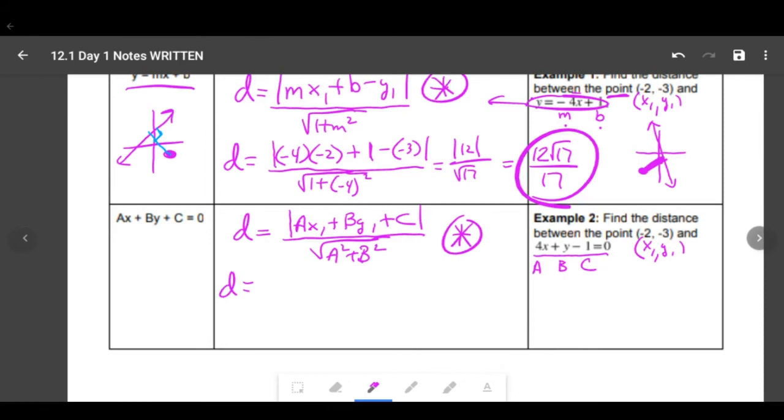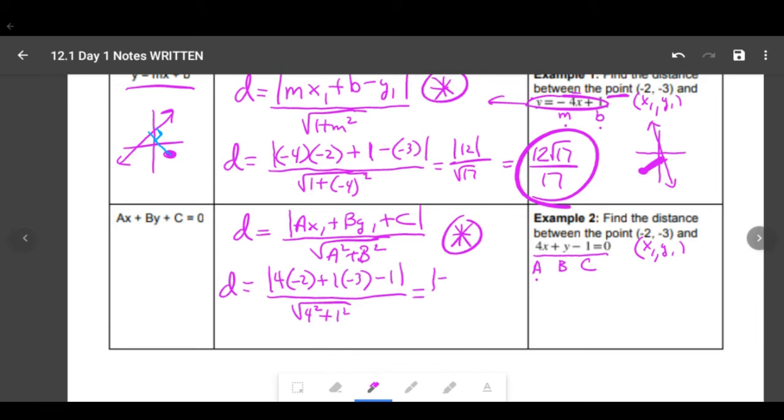So d equals the absolute value. Now in my new equation, A is positive 4. X1 is still negative 2. Plus my B is a positive 1. My Y1 is still negative 3. And my C in this case is negative 1, over the square root of A squared, so 4 squared, plus B squared, so 1 squared.